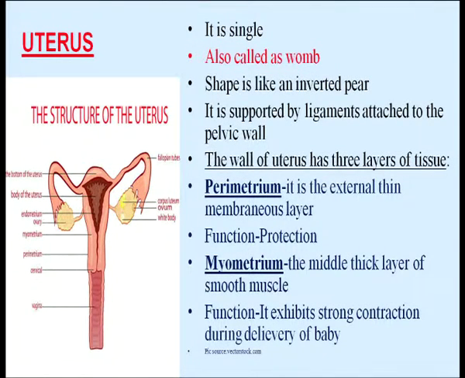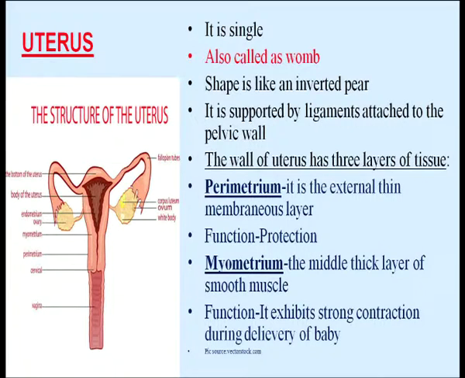Now, the structure of uterus. Uterus is basically single. It is also called womb, and the shape of the uterus is like an inverted pear. It is supported by ligaments attached to the pelvic wall, and the wall of the uterus has three layers of tissue.